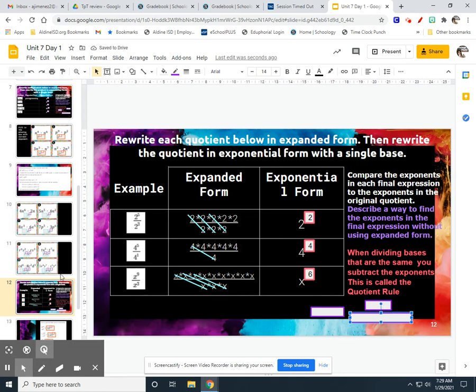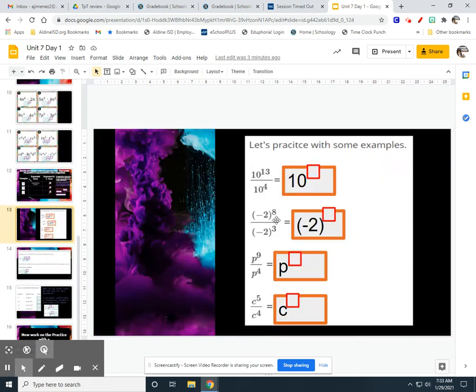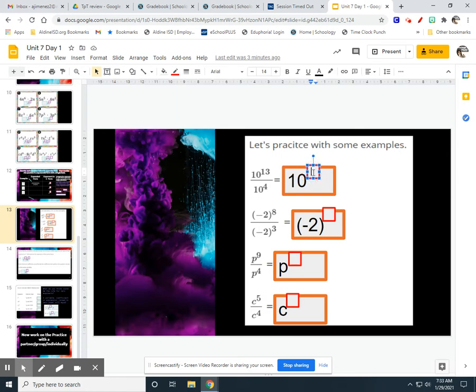Okay, so we're going to go down to the next slide and we're going to practice. Okay, so here we are. We're going to practice. You're doing 13 minus 4. That is 9. 8 minus 3, 5. 9 minus 4, 5. 5 minus 4 is 1. Now you can have that one there, or you usually don't write it when it has an exponent of 1. But for right now, because we're practicing, we're going to write it.